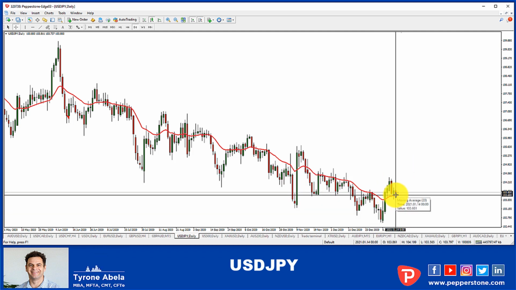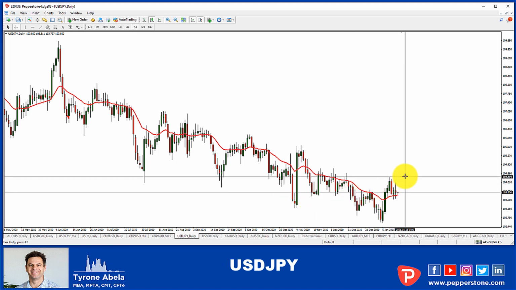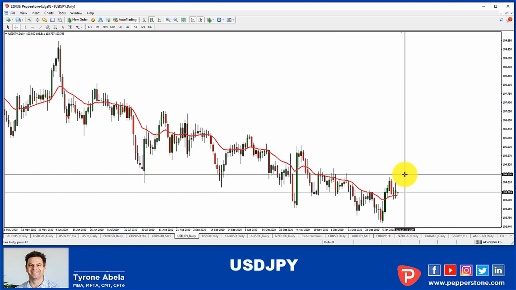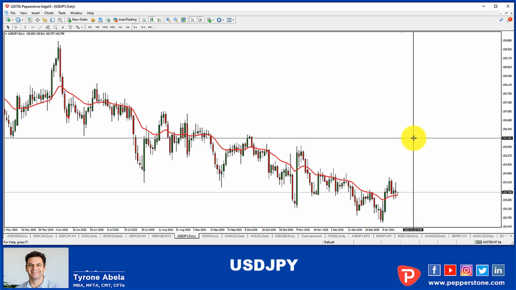It's found support at the exact place that it needed to. You can see it's a bit of a support zone here anyway. If it does that and creates a new high on a daily chart, this could go long for a couple of hundred pips, and I think it's got plenty of room to move up to the top end.